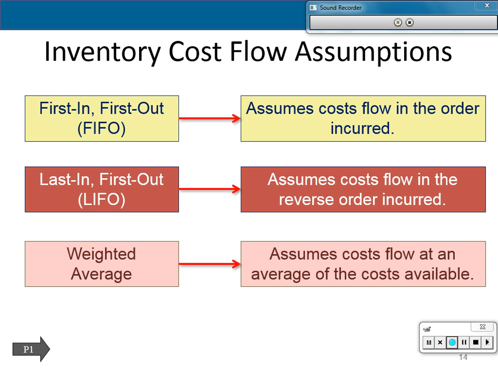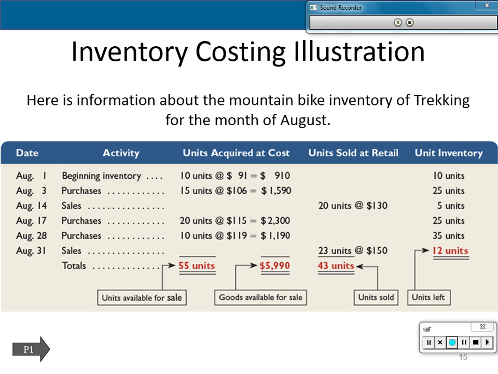Weighted average assumes cost flow at an average of the cost available, which I tried to explain, but you said it was confusing, so we're going to try it again. Okay, this is the situation here. They have beginning inventory, they've purchased, they've sold, they purchased, and then sold again. So averaging all, after subtracting out what has been sold, they are left with 55 units.